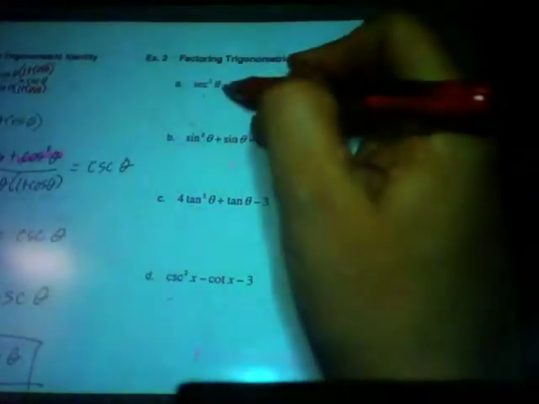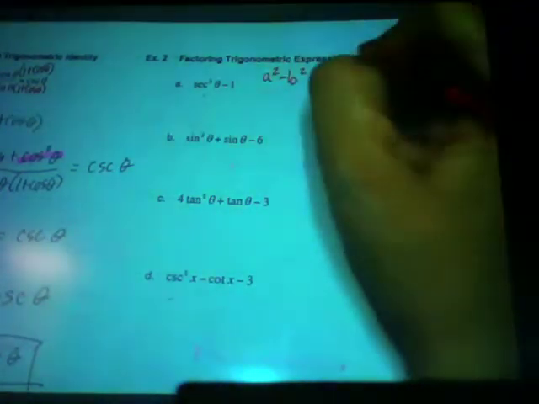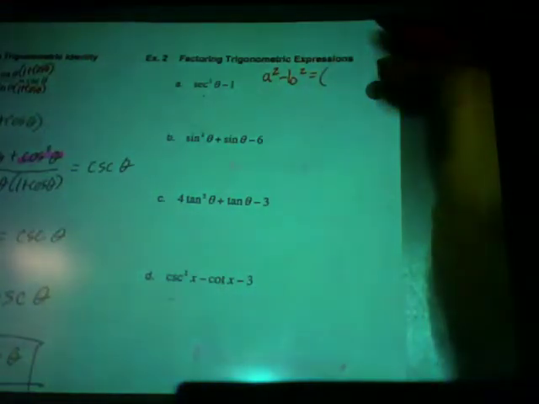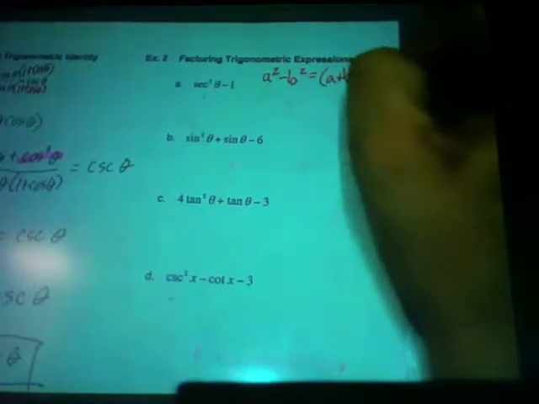This is something squared minus 1. Isn't 1 a perfect square? Isn't this a perfect square minus a perfect square? That should relate to a squared minus b squared, the difference of 2 squares, right? What's the factor pattern for the difference of 2 squares? A plus b, a minus b.